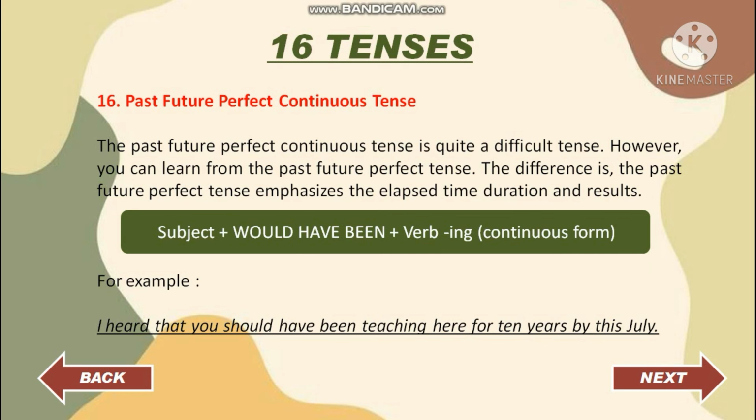Jadi, past future perfect continuous tense ini merupakan bentuk tense yang cukup sulit. Namun kamu dapat mempelajarinya dari contoh past future perfect tense. Bedanya yaitu future perfect tense menekankan pada durasi waktu yang sudah berlalu dan hasilnya. And the example is, I heard that you should have been teaching here for 10 years by this July.